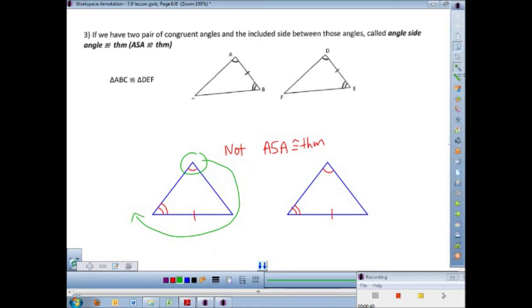You skipped over this segment, it had no markings on it, and you skipped over this angle, which had no markings on it. You can't skip over two things in a row that don't have marks on them. I guess that's a better way to say it. You can't skip over a segment and an angle in a row that don't have markings on them. So that doesn't work for angle, side, angle, because the side is not between the two angles, because you skipped two things in a row.